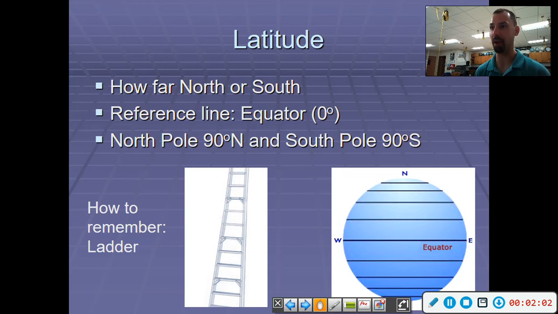And they're going to be parallel lines, and the way to remember it is ladder, okay? Because you climb up the latitude lines like the rungs of a ladder, right? So that's the way I kind of internalize it.